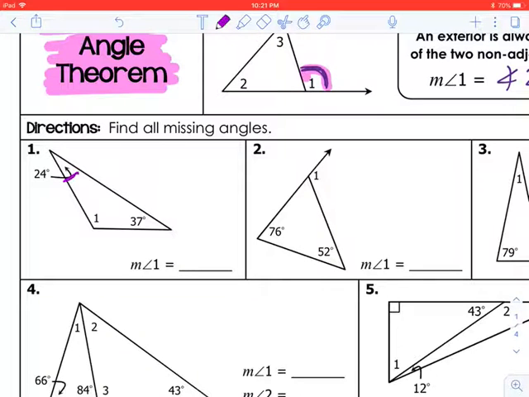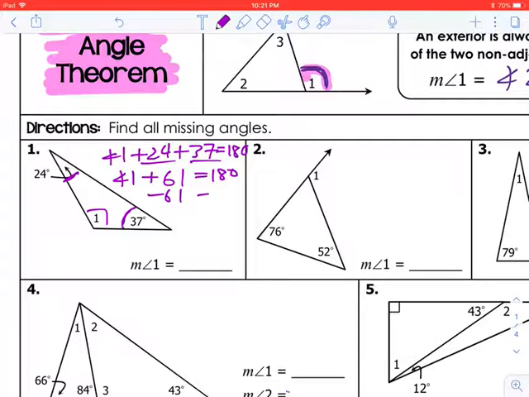So I've got 24, I've got 37, and I know the rest is going to be whatever is in 180. So angle 1 plus 24 plus 37 equals 180. And so 24 plus 37 is going to be 61, and then subtract 61. So really it's whatever's left over in 180. So angle 1 equals 119.